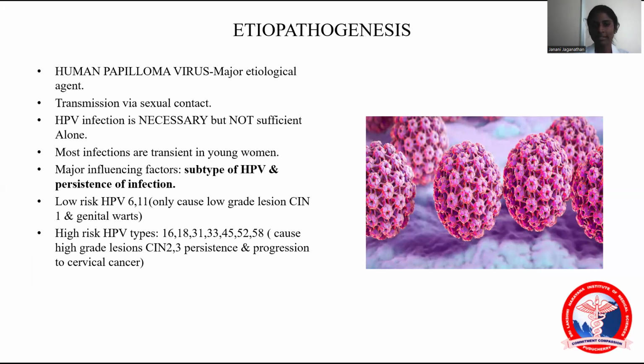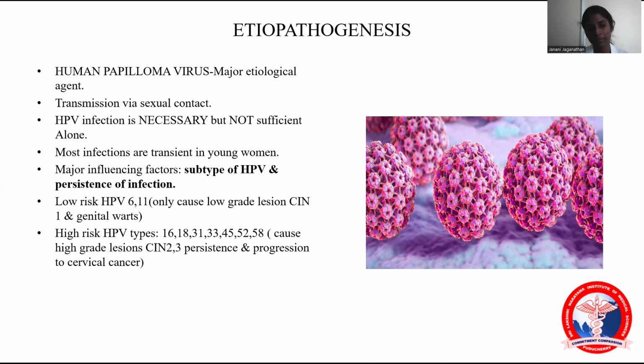Most infections are transient in young women. When treated accurately, it will resolve spontaneously. The major influencing factors will depend upon the subtype of HPV and persistence of infection. Low risk human papilloma virus are serotypes 6 and 11. Only these two will cause low grade lesions, that is CIN 1 and genital warts.